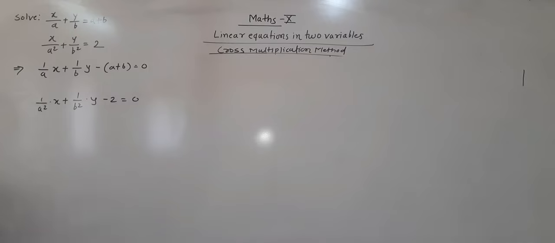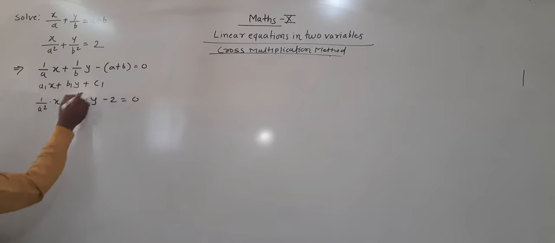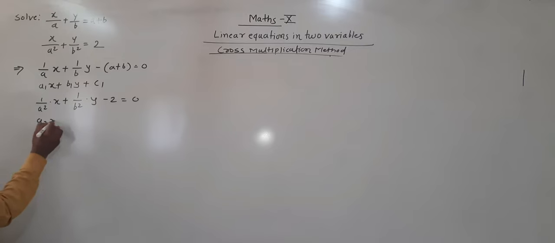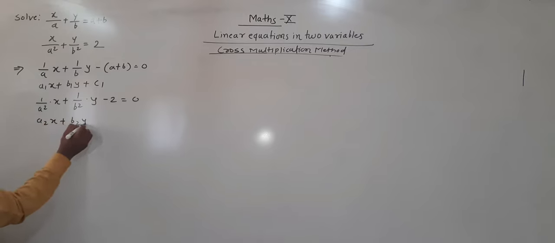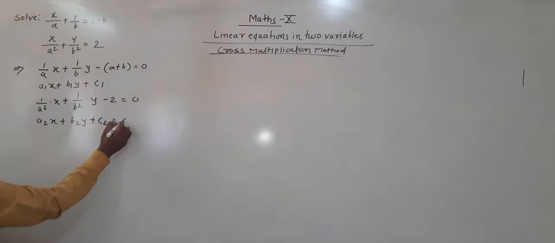Now we need to equate with the standard form that we have seen. Actually that is not necessary to write, but initially you can write it, instead of making any mistake. Otherwise, directly also we can write. So this we need to compare with a1x plus b1y plus c1, and this we will compare with a2x plus b2y plus c2, is equal to 0.